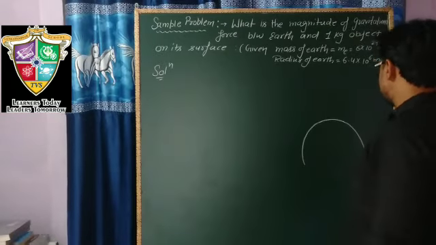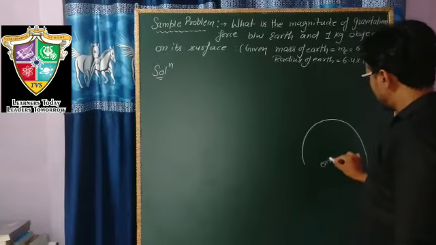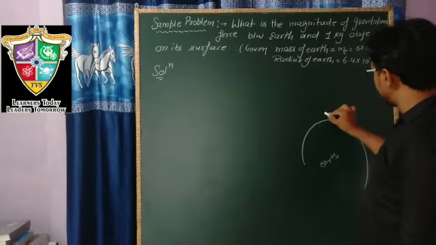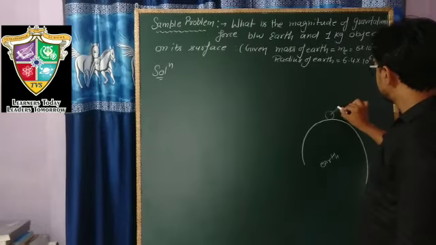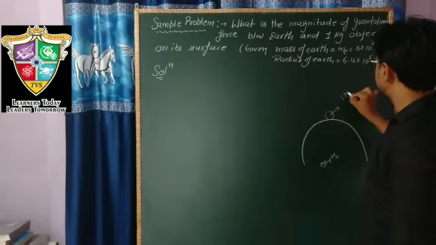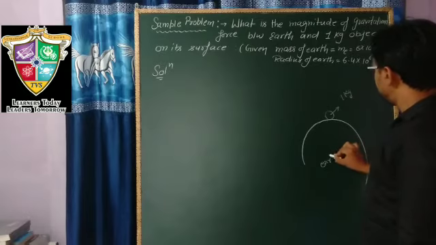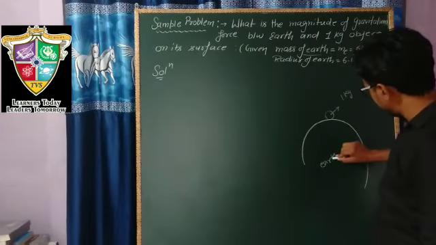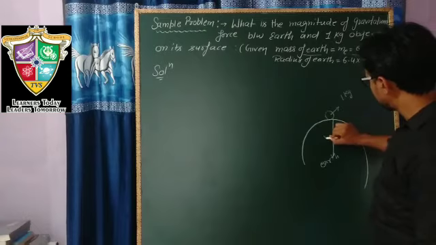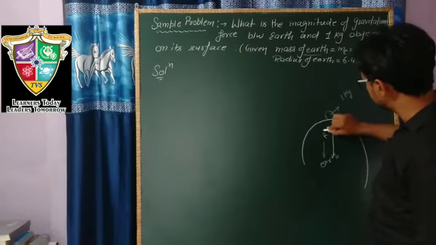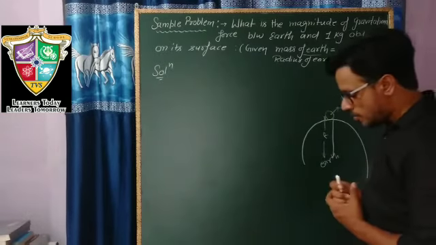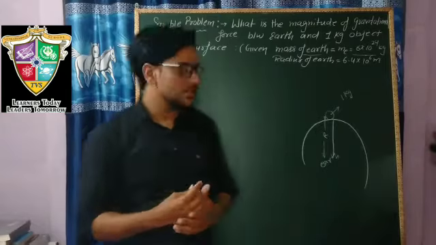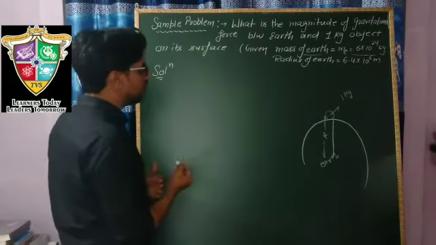See, this is Earth and an object is placed here. Say this is of mass 1 kg, and Earth's mass is given, it is this, and the radius of Earth is also given. This is the radius of Earth. So how can we apply force to calculate the value of force?